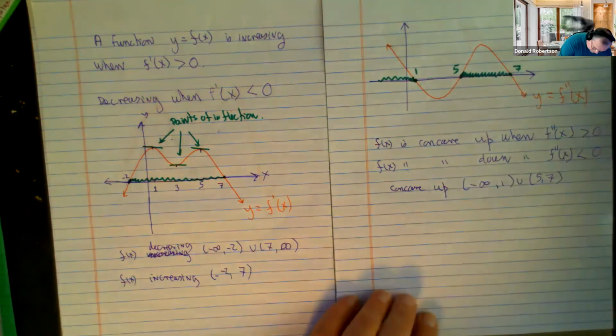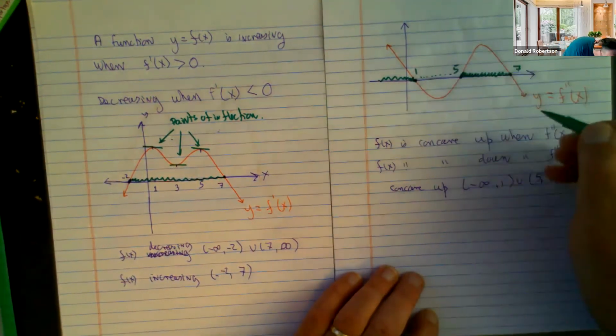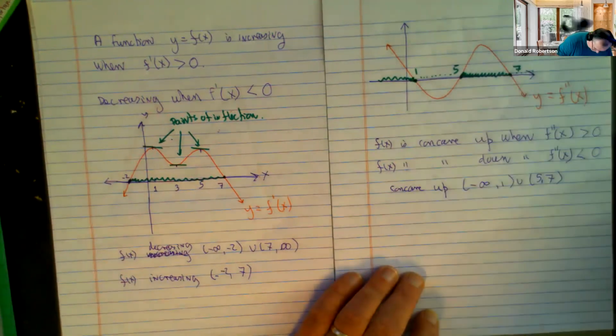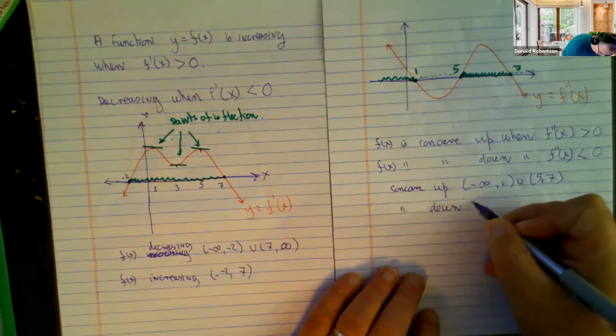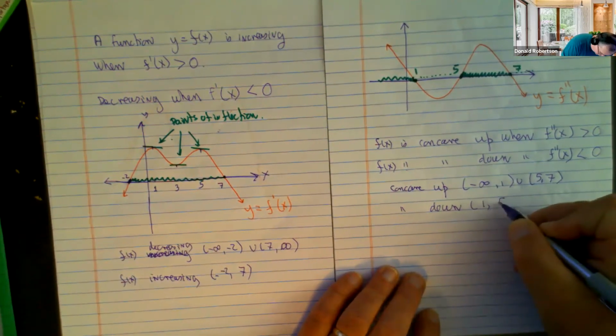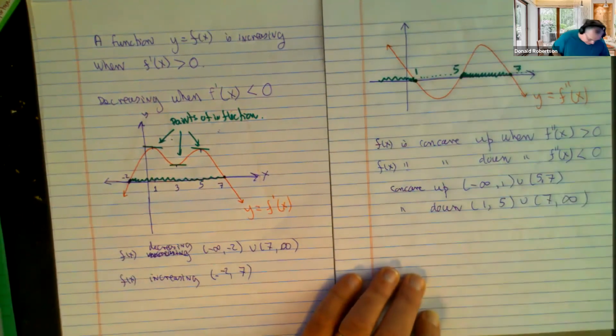And then it's going to be concave down. I don't know how to do dotted lines. It's going to be concave down from 1 to 5 and 7 forever. So for values of x from 1 to 5 and from 7 to infinity.